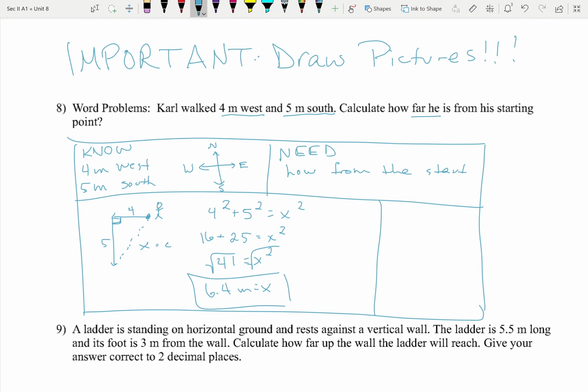So how far did Carl walk? Carl is 6.4 meters away from where he started.